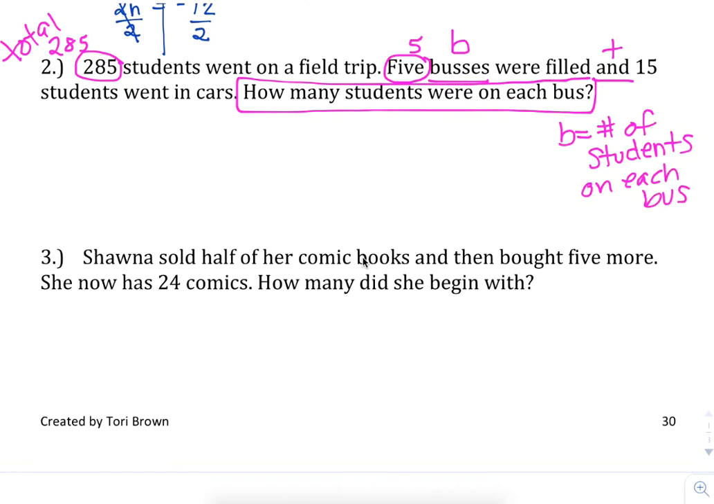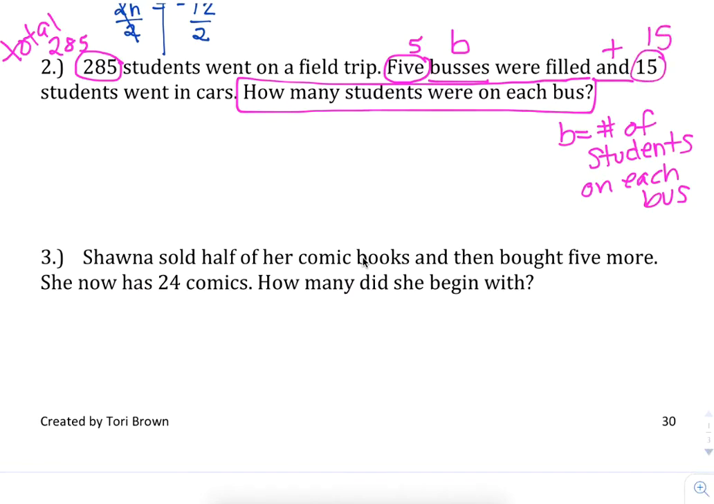I want you to be very careful because it's not the number of buses. Okay, the number of buses is 5. All right, when it comes to writing this equation out, you have 2 different options. So put your pencil down for just a second. All right, we definitely know we have 5b plus 15, right?